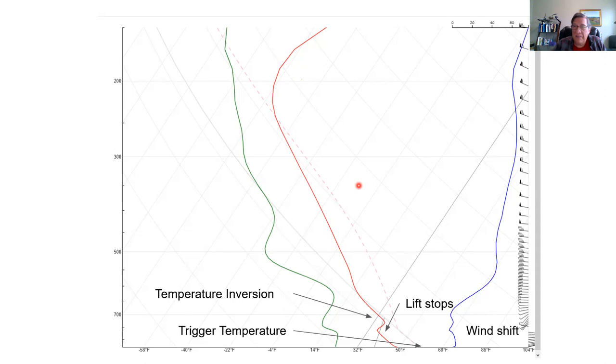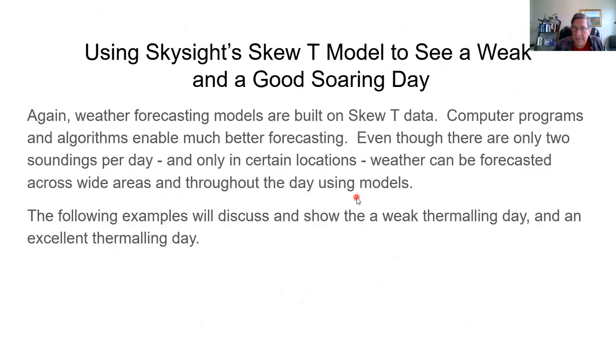Let's go on to the next slide here. So using the SkySight Skew T model, we can see a weak day, and that is weak as in not a strong thermal day, and a good soaring day. So again, weather forecasting models are built on Skew T data. Computer programs and algorithms enable much better forecasting. And even though there's only two soundings a day and only in certain locations, the weather can be forecasted across wide areas and throughout the day using these models.